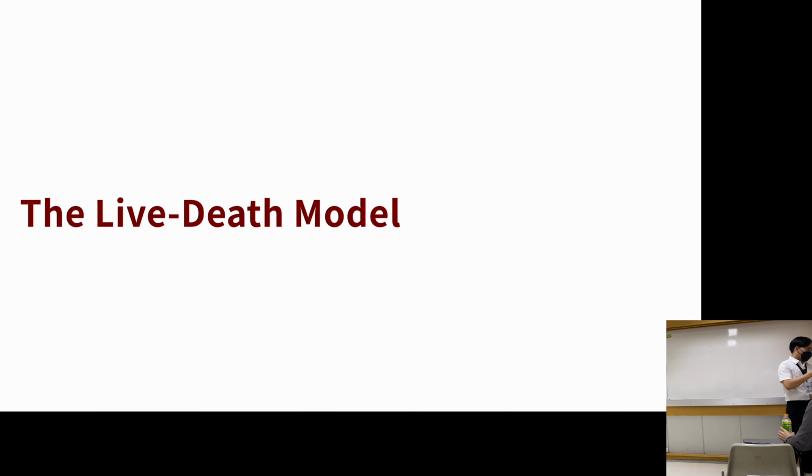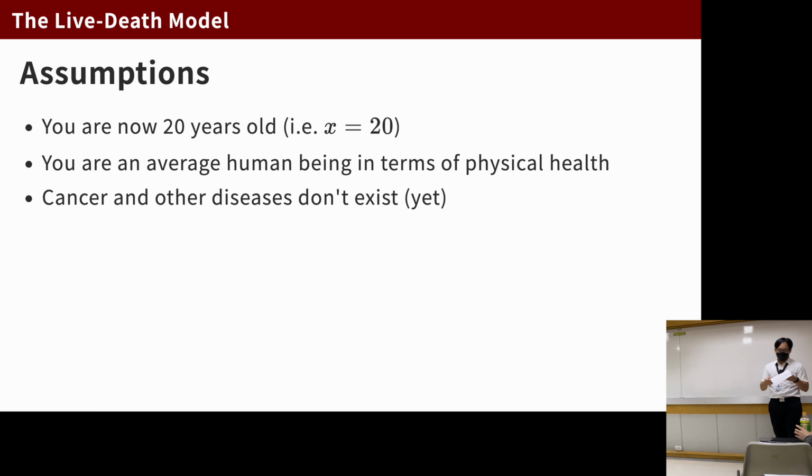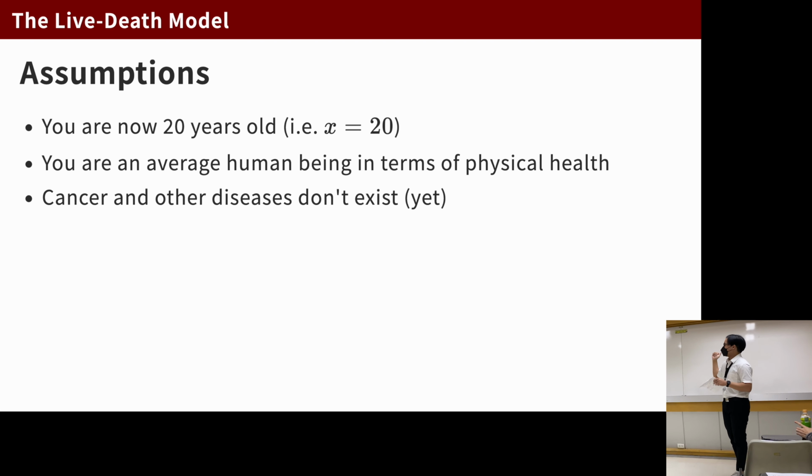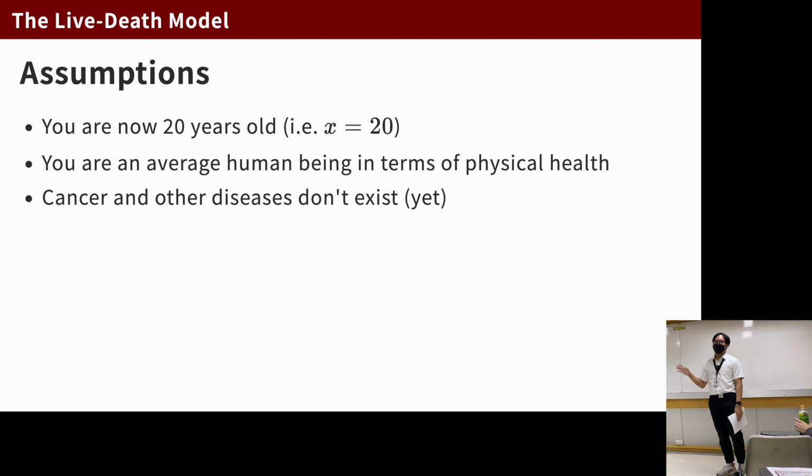So let's start with the simple model, which is the life-death model. We're going to make a few assumptions. Number one is that you're 20 years old, including Ajahn. Two, you are an average human being in terms of physical health, because we all know that people who take this class are above average in intellect. And the last one is that cancer and deadly diseases haven't been invented yet.